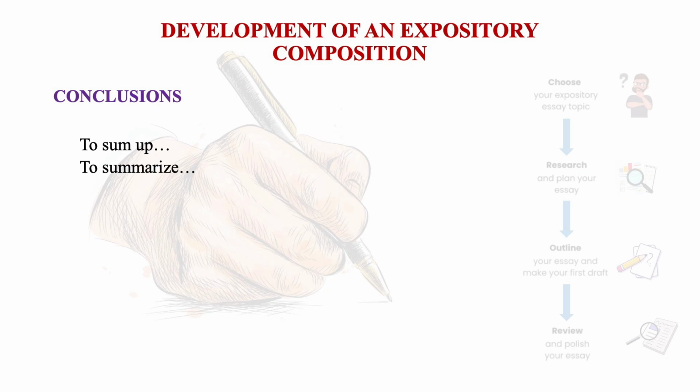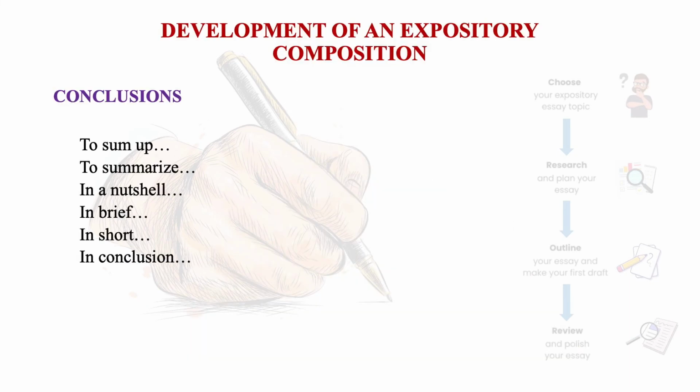And then finally you must also know how to end the paragraph, or how to end the composition. To end the composition, again, there are certain expressions which are used, like to sum up, or to summarize, to conclude with, in a nutshell, in short, or in conclusion. So these are expressions which are used to end or to conclude the composition.